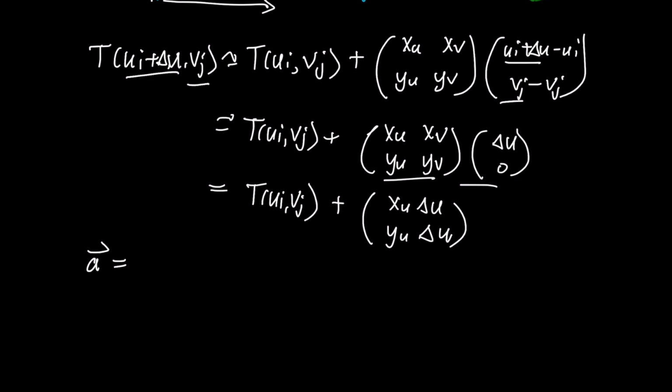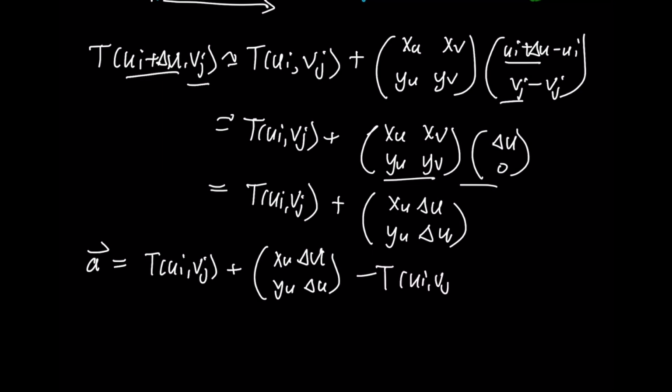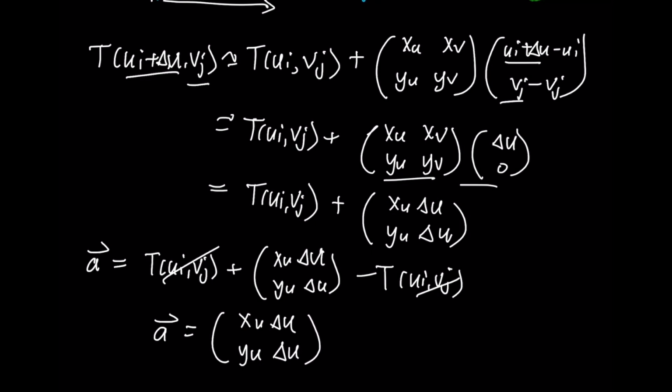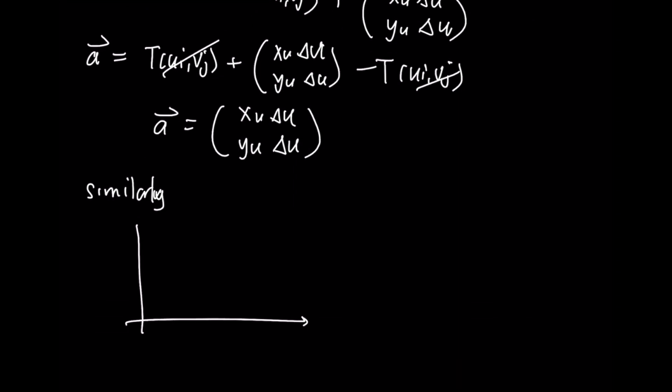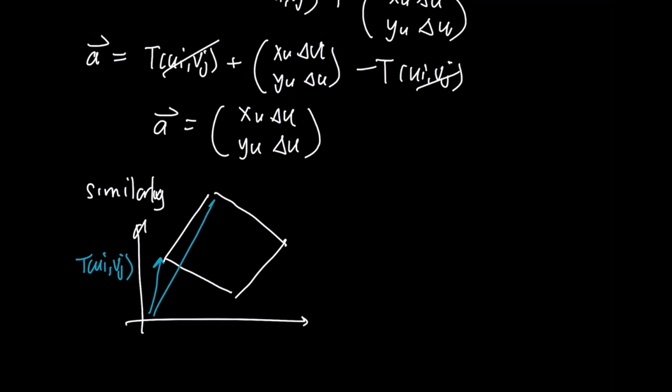Now that means that the vector A will then just be T of ui vj plus this column vector here, subtract T of ui vj. Clearly those go away, so the vector A is simply this vector with a partial derivative in u in that case. We can do the same thing to define what the vector B is going to be. So if we were to take our parallelogram again, just like so, as before, this bottom corner T of ui vj, this top corner up here will be T of ui, vj plus delta v, and the vector that we are interested in is this one, B.